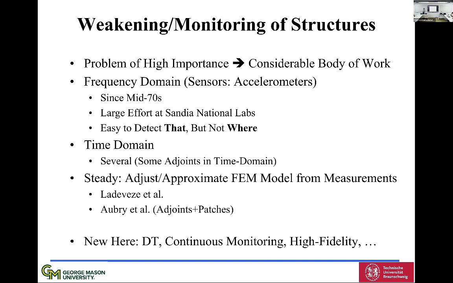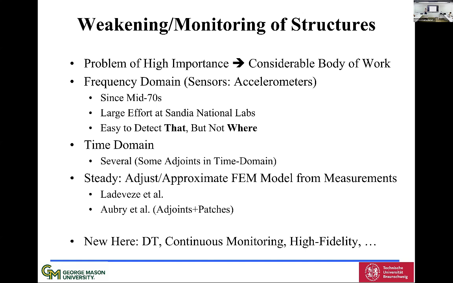So there's been a lot of work on this because, of course, this is not a new problem. All the structures have aged. And I've put a little bit of literature review here. A lot of work has been done in the frequency domain. Why? Because the early sensors, the simplest thing you could do was measure frequency. So if you find that the bridge suddenly has a lower frequency than what it had before, you think, something is not right, but you can't tell where.